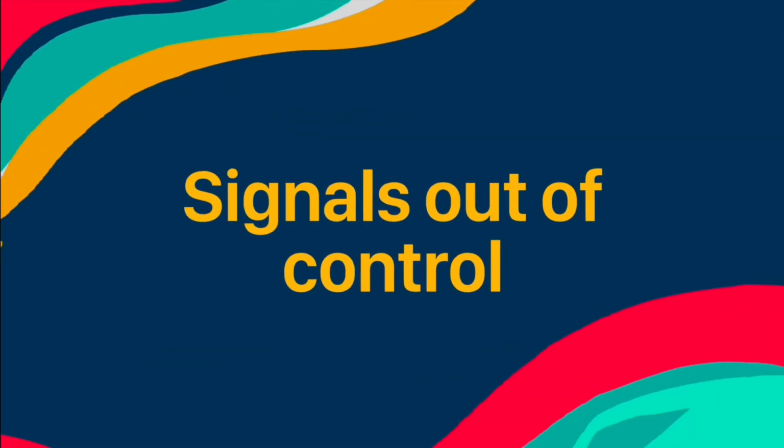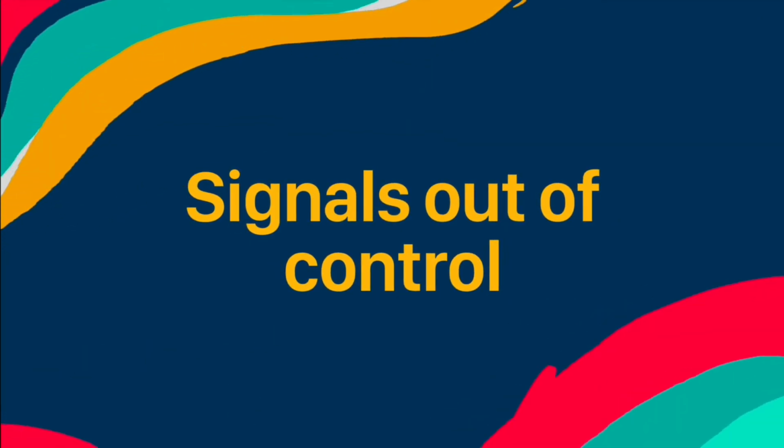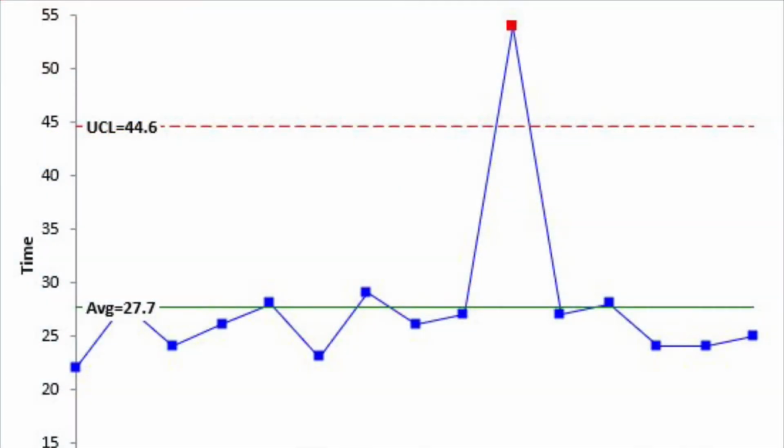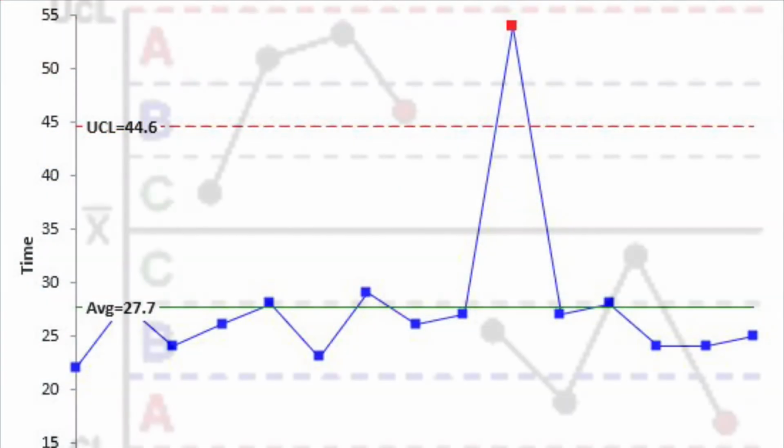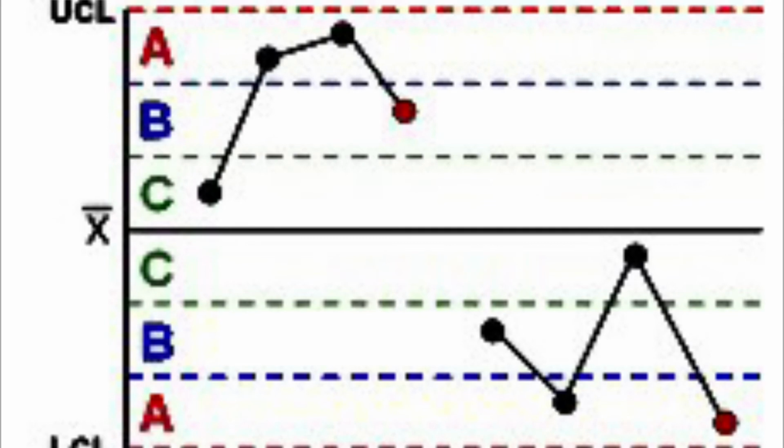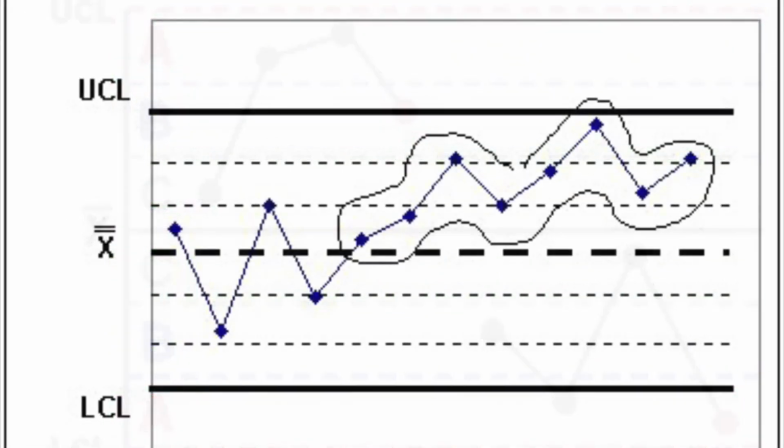These are one of the most common signals out of control. A single point outside the control limits. 2 out of 3 successive points are on the same side of the center line and farther than 2 sigma from it. A run of 8 in a row are on the same side of the center line.